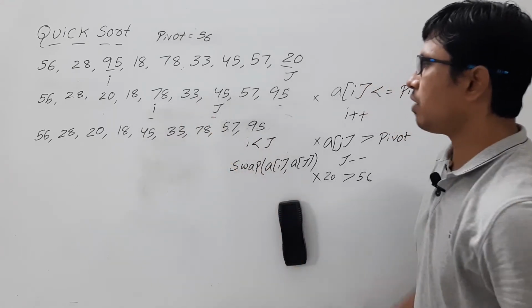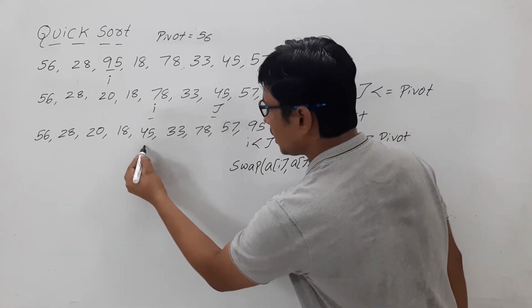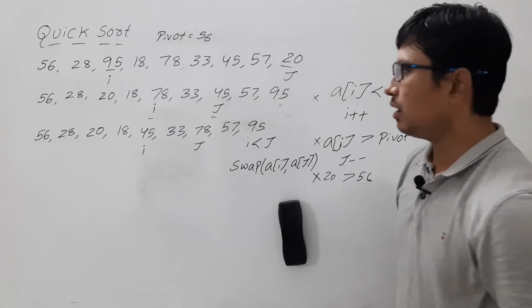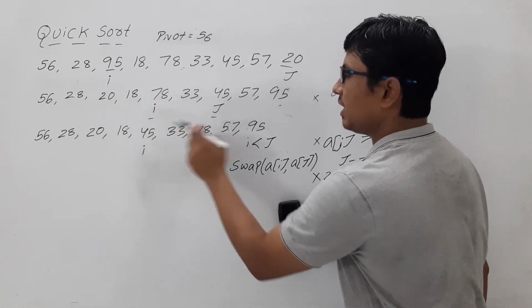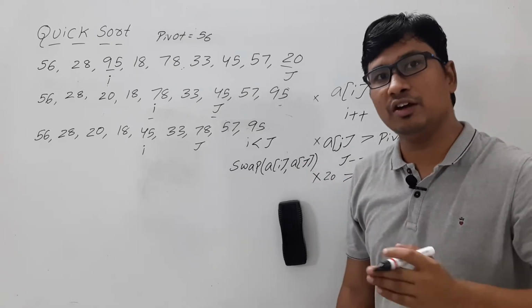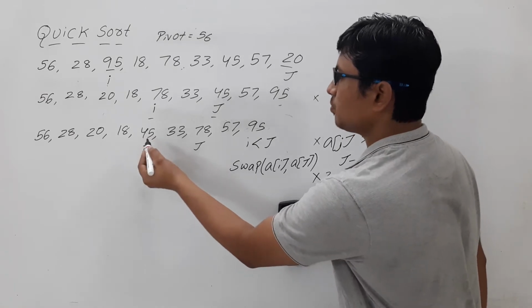I just swapped the 78 and 45. Now what is the position of I? I is pointing here and j is pointing here only. Are you able to understand? The values of I and j have not changed. The value of A of I has changed and the value of A of j has changed. Is it clear? Now again we will perform the same process.